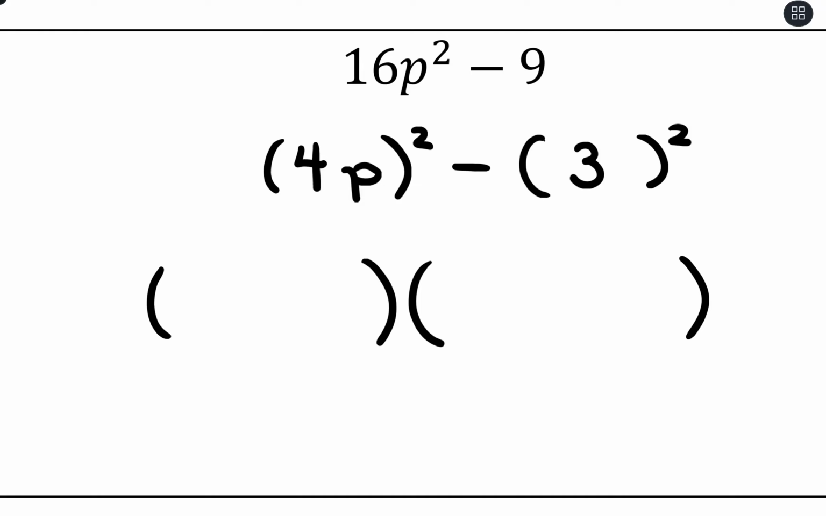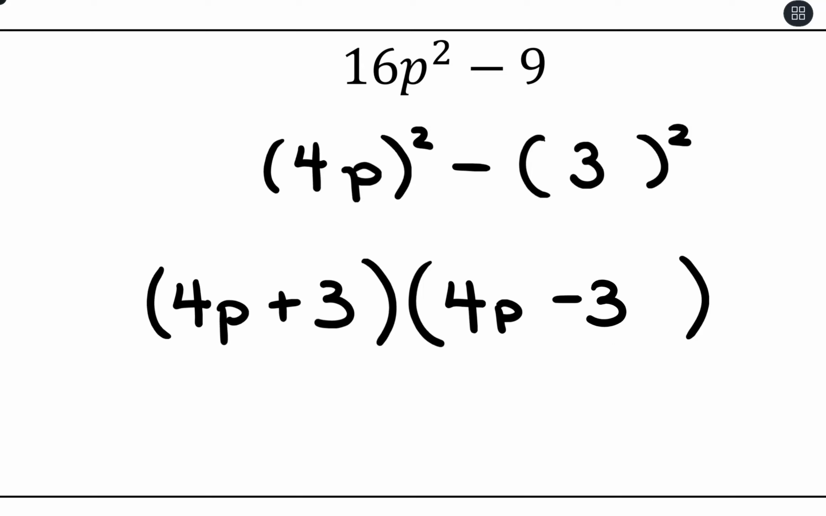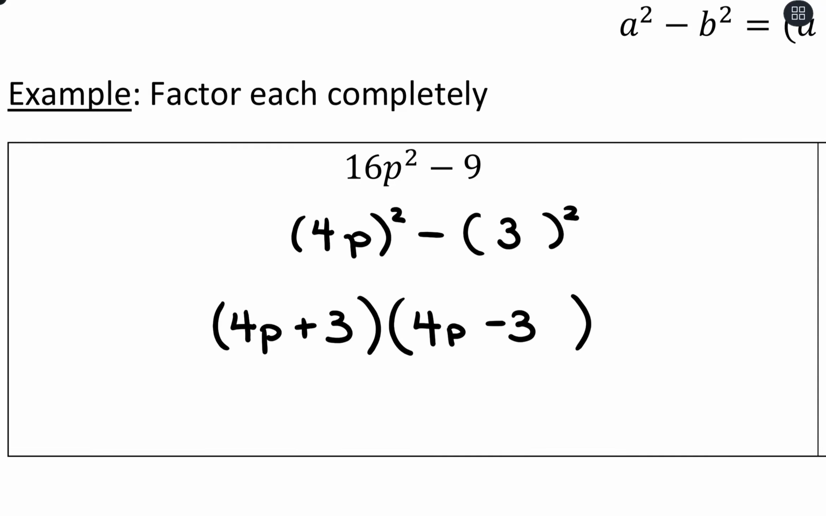So once I see those bases for those exponents of 2, what I can do is set up my multiplication of the two factors, where one is going to be addition of the term, so 4p plus 3 times 4p minus 3. And that's how we can factor with our difference of squares.